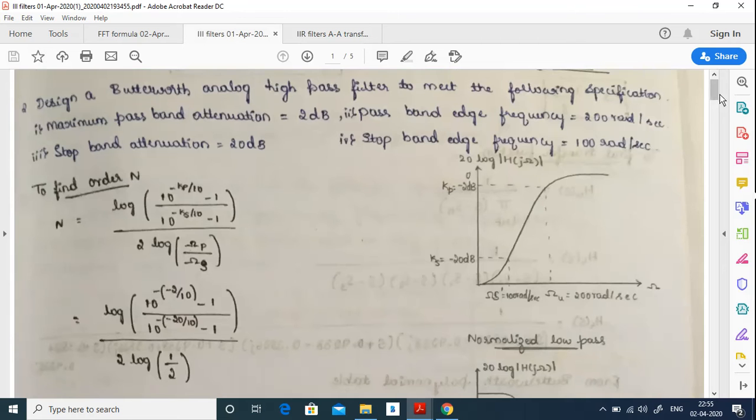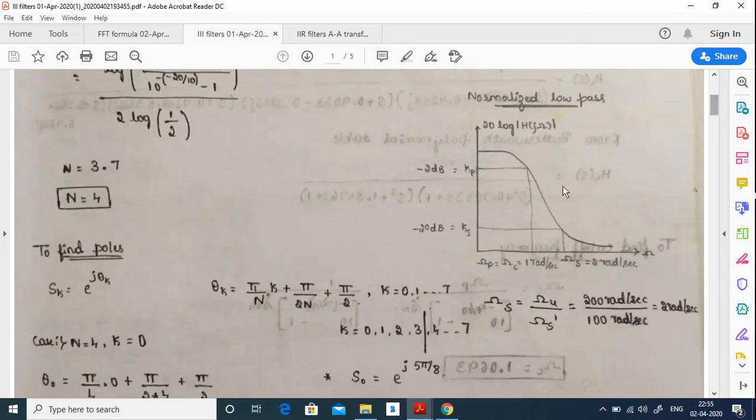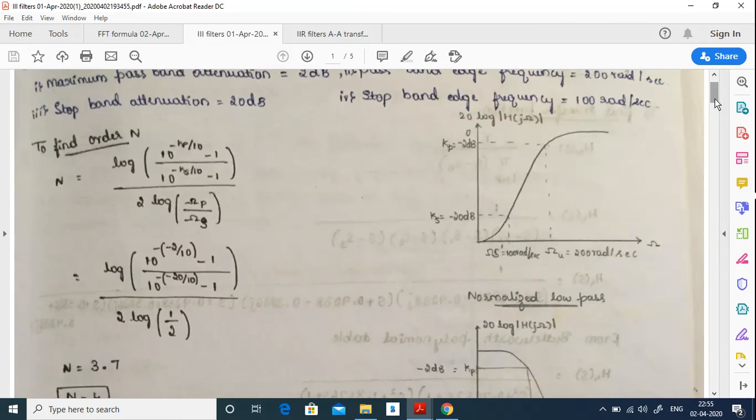Now we will proceed. Once you know these values, that is the values of Kp, Ks, omega p as well as omega s, can I find out the order of the filter? Yes, of course. That's what is needed to find the order of the filter. Now if you recollect the formula, n, the order of the filter, is given by log of (10 power minus Kp by 10 minus 1) divided by (10 power minus Ks by 10 minus 1), the entire thing divided by 2 log omega p by omega s. Now substitute the values and calculate the value of n.